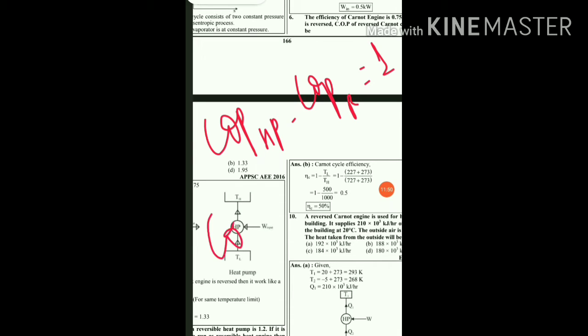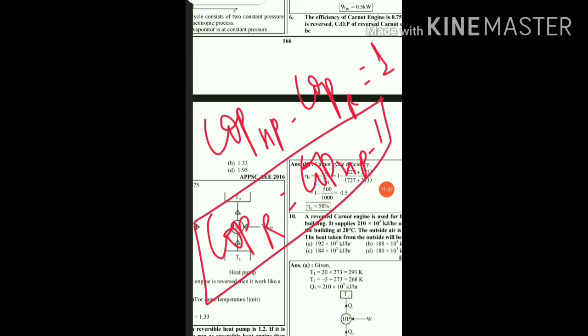And if they ask to find the COP of a refrigerator, there is a relation between the COP of a heat pump and the COP of a refrigerator: COP of heat pump minus COP of refrigerator equals 1. So the COP of a refrigerator will be equal to the COP of the heat pump minus 1. So this will be the COP of the refrigerator.